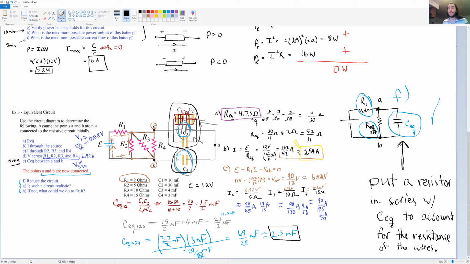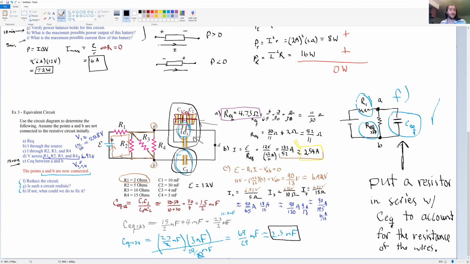Okay, so it's not realistic simply because wires have resistance. In reality, they have resistance. They're not zero resistance like we kind of model them when we do circuit problems. So if you want to do realistic circuit problems, you have to have a resistor in every branch of your circuit to account for the fact that wires are not zero resistance. So that's just something that we have to do here for this capacitor.